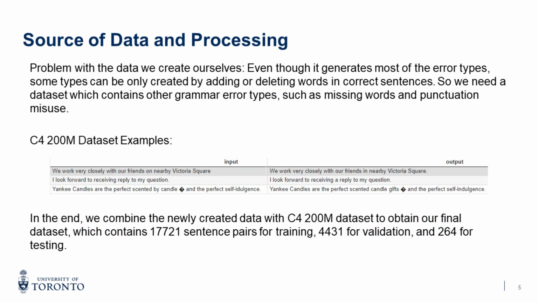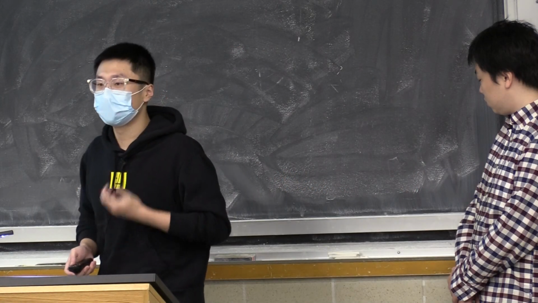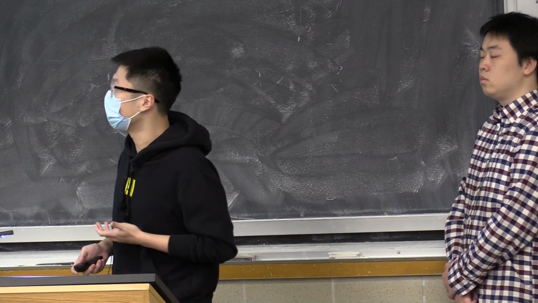Even though the previous data generation method covered most of the error types, some grammar error types can only be created by adding or deleting something from the correct sentences. So we need the C4-200M dataset, which contains some other grammar error types, such as missing words and punctuation misuse. Like the second example here, there is a missing determiner error in the input sentence. As you can see, the C4-200M dataset also contains some special characters which are not English, so we also remove all these characters in the data cleaning process. Finally, we combine these 2 datasets to obtain our final dataset.